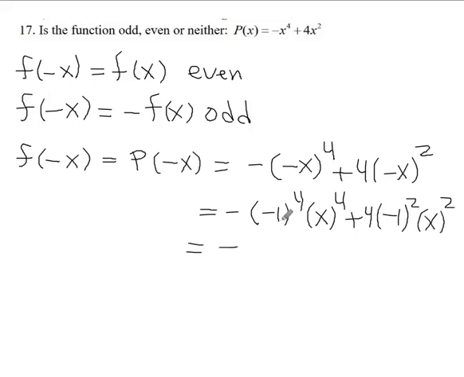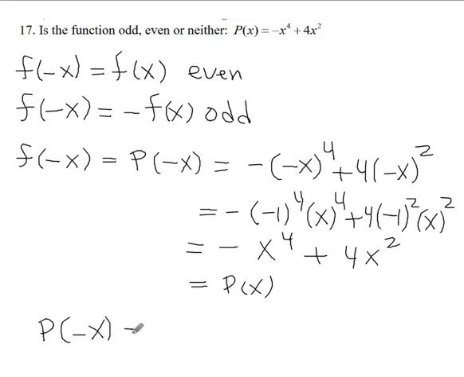Since the exponents are even, that would be equal to +1, so we get back our same function. This really is p of x. So we concluded that p of minus x is equal to p of x, and that was the rule for the function being even. So this is an even function.